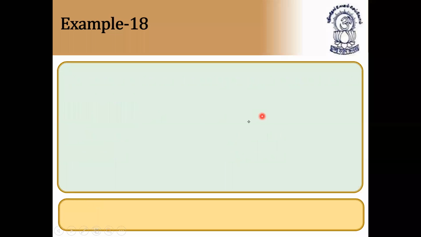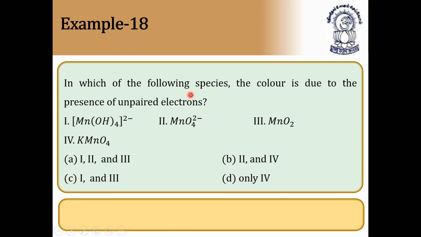Next question. In which of the following species the color is due to the presence of unpaired electrons? Generally, the color is present due to d-d transition and charge transfer phenomenon and even unpaired electrons. So in which of the following cases does it have unpaired electrons? What is the oxidation state of manganese? It is +4. What is the oxidation state of manganese here? It is +6. What is the oxidation state of manganese here? It is x minus 4 is equal to -2. So x is +6.